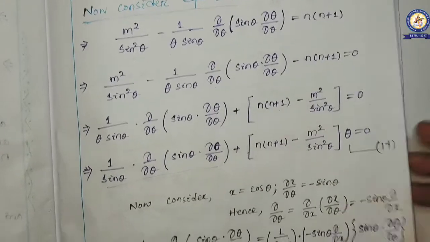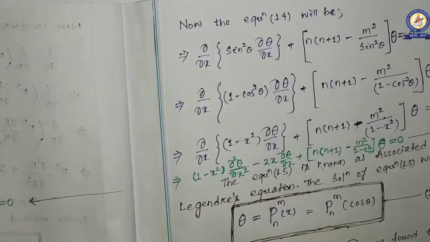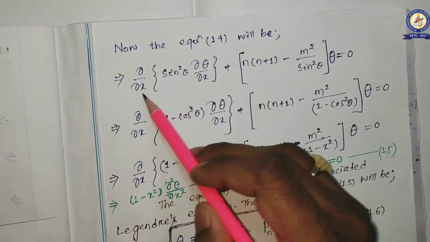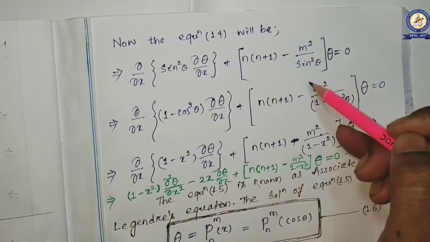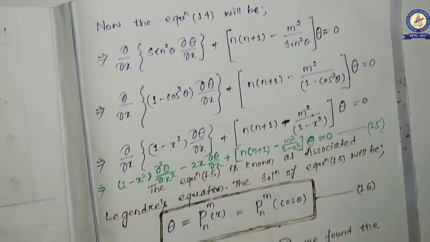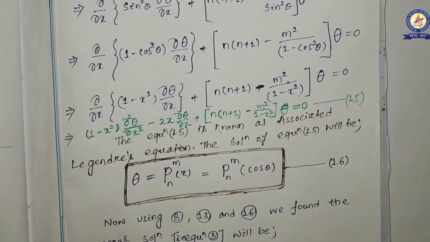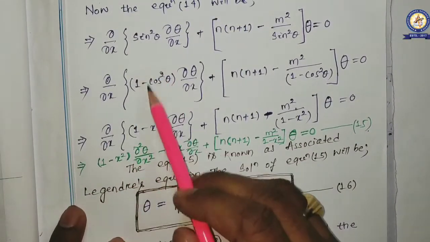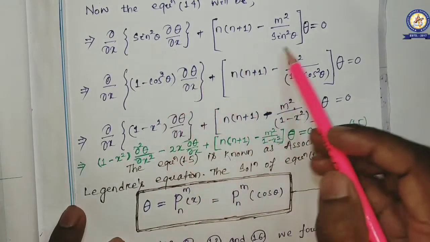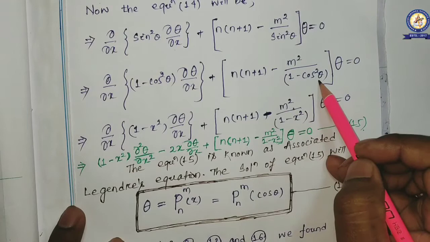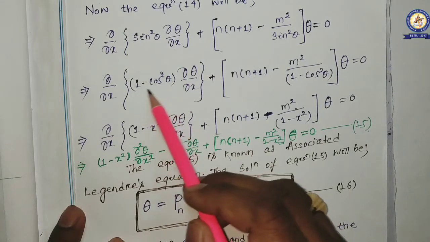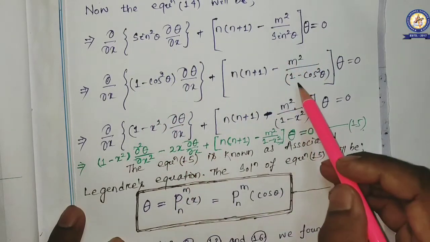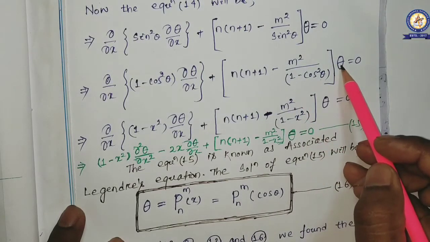Now we have to substitute. Now if I am going to substitute, then the equation number 14 will be modified as del by del x of sine square theta del capital theta by del x plus n into n plus 1 minus m square by sine square theta into capital theta equal to 0, right? Now here sine square theta can be written as 1 minus cos square theta. And here also sine square theta can be written as 1 minus cos square theta, right? So here instead of sine square theta, we just substituted 1 minus cos square theta into capital theta equal to 0.